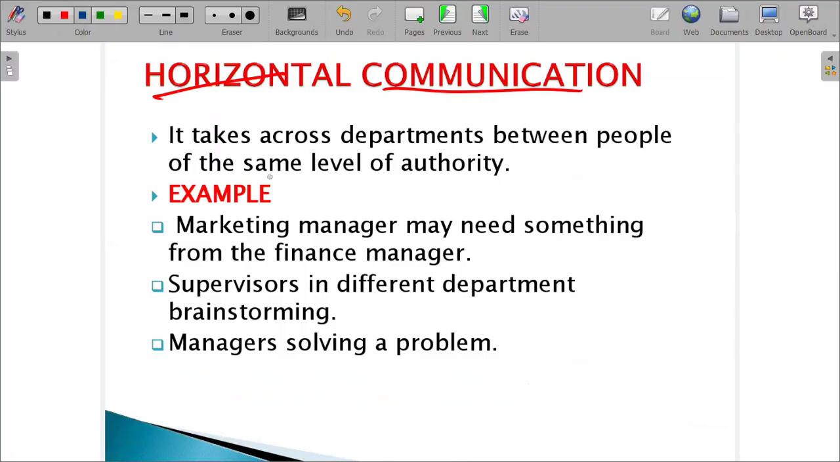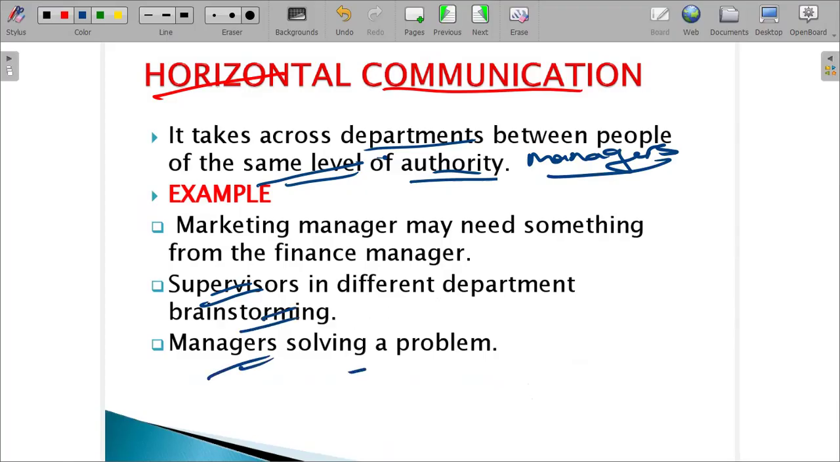employees of the same level of authority are communicating, employees across departments who are at the same level. That is to say, if the employees are on the same level, for example, managers can have brainstorming sessions as managers. We call it what? Horizontal communication. Our supervisors in different departments can also have a brainstorming.